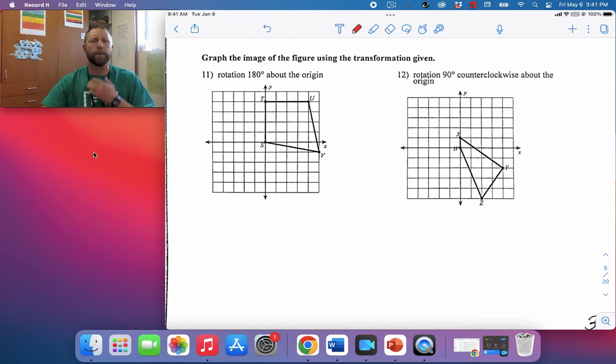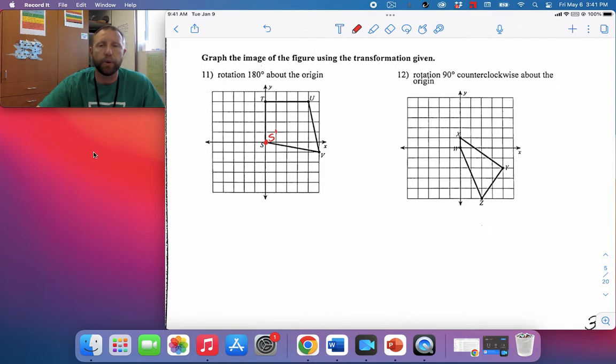So for number 11, I'll do it first. And actually, I'm just going to do number 12 with you as well, just so you can see a 180 degree rotation and a 90 degree rotation. For 11, it says rotate 180 degrees about the origin. That means the origin is the fixed point. We'll look at that. S is fixed. So I'm just going to put a new point there, and I'm going to put S prime.